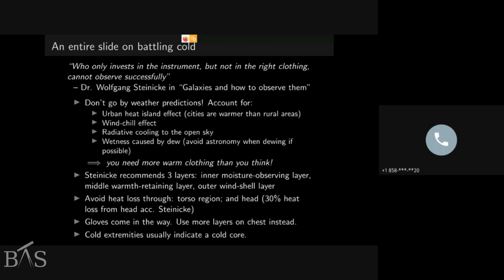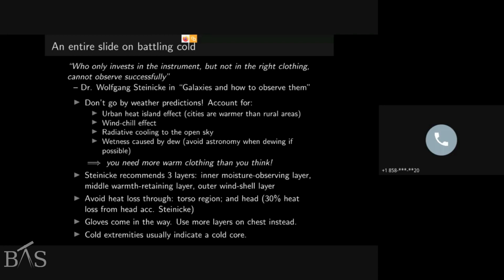And for visual astronomy, you don't want to use gloves. If you can avoid gloves, it's best, because you're always changing eyepieces and adjusting your telescope and so on. So you want that dexterity. I've sometimes used gloves and accidentally dropped eyepieces that cost a lot of money. So gloves are best avoided.